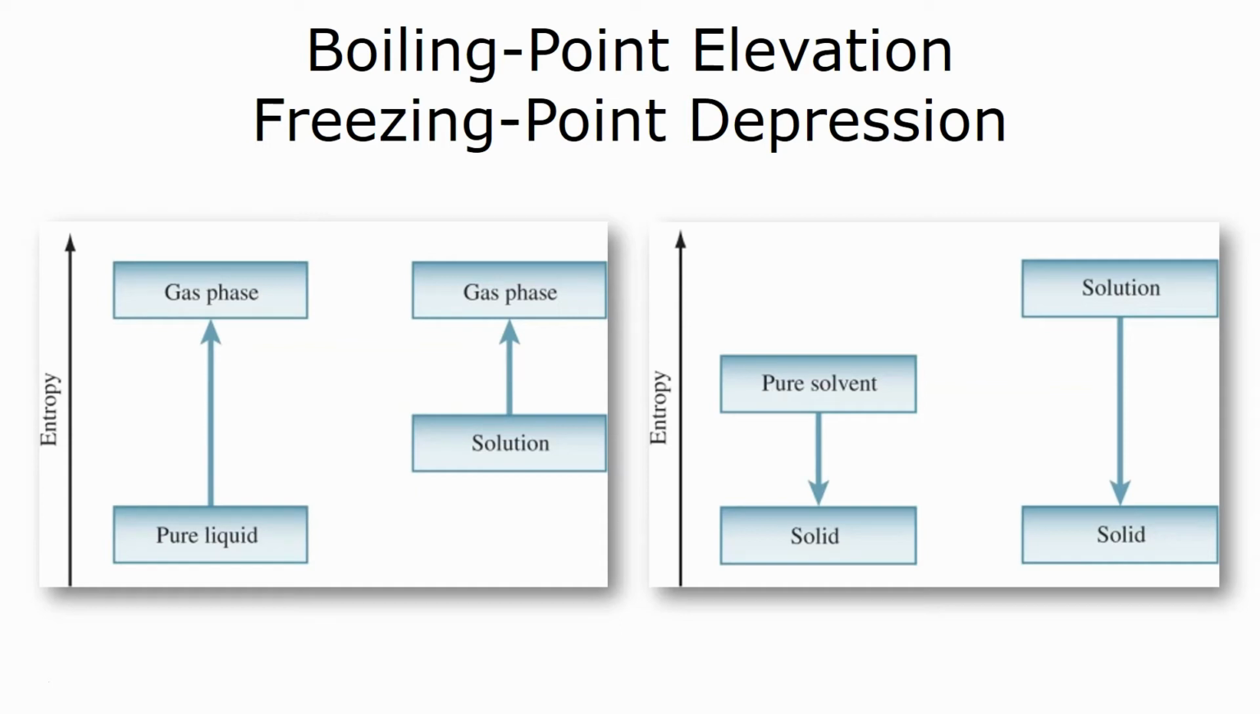As opposed to freezing point depression, a pure solvent is much more ordered and less chaotic and has much less entropy than a solution. And therefore, if you have a solution and you want to freeze it, there's a huge difference in entropy here. You're going to have to lower the temperature in order to freeze that solution.